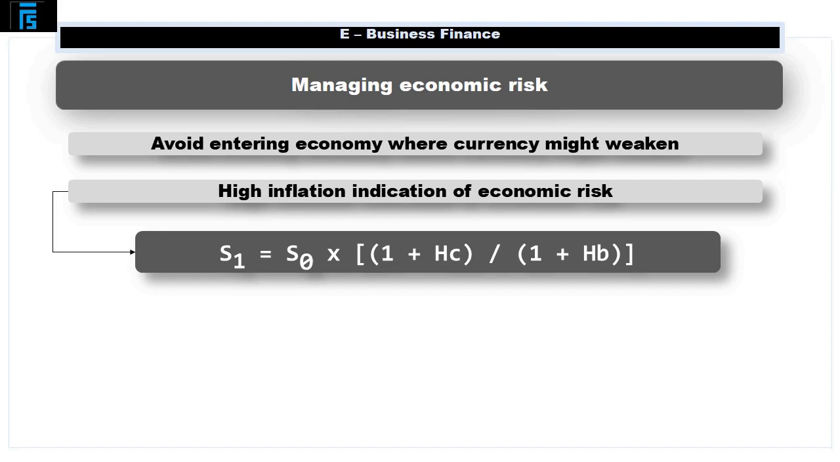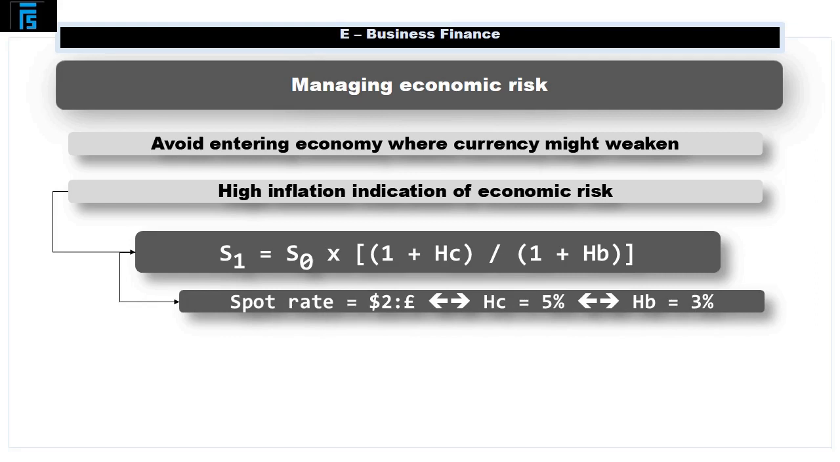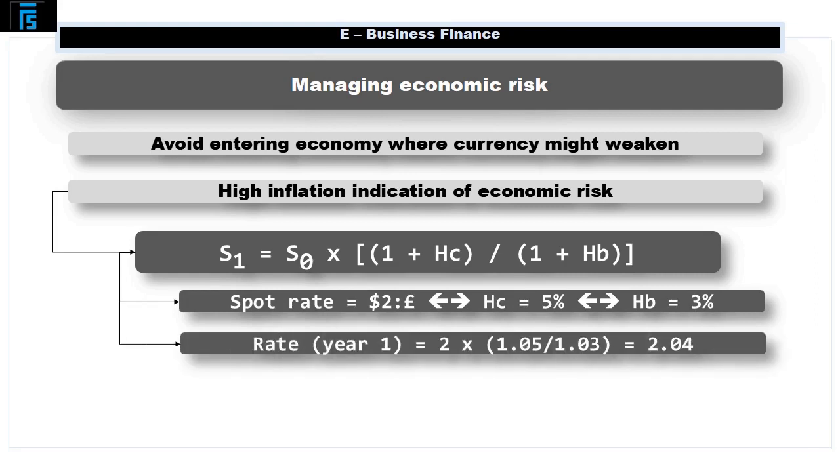This is referred to as purchasing power parity. For example, if the spot rate is $2 to the pound, US inflation is 5% and UK inflation is 3%, the expected rate in 1 year is 2 multiplied by 1.05 divided by 1.03, which equals approximately 2.04.